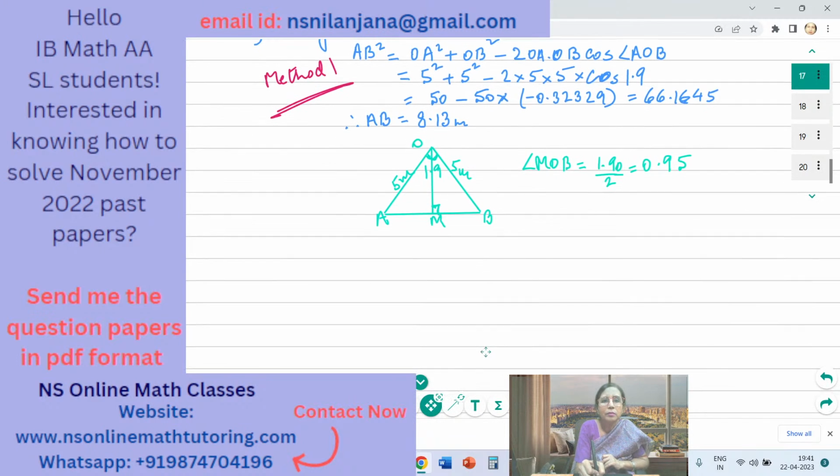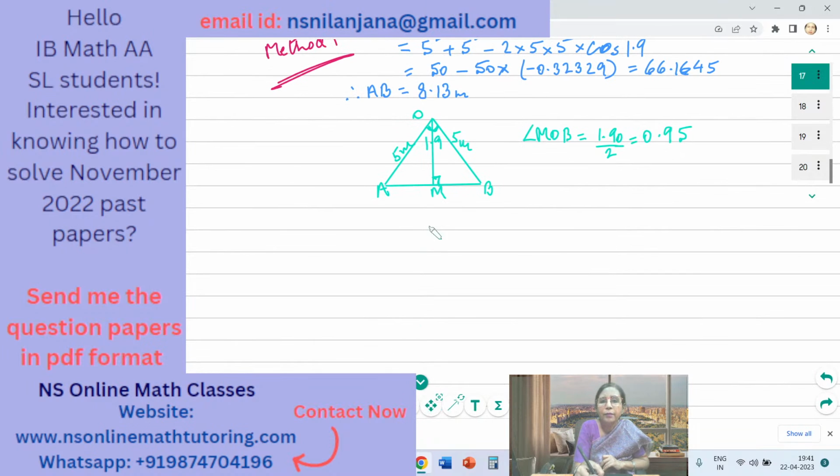Therefore, now I am taking this triangle MOB and I am trying to find the length of MB, because I know MB will be half of AB. If I can find the length of MB, I will be able to find the length of AB just by doubling it, by multiplying by 2. Okay, so I can write MB over OB. This is opposite to this angle 0.95, and this is hypotenuse. OB is hypotenuse.